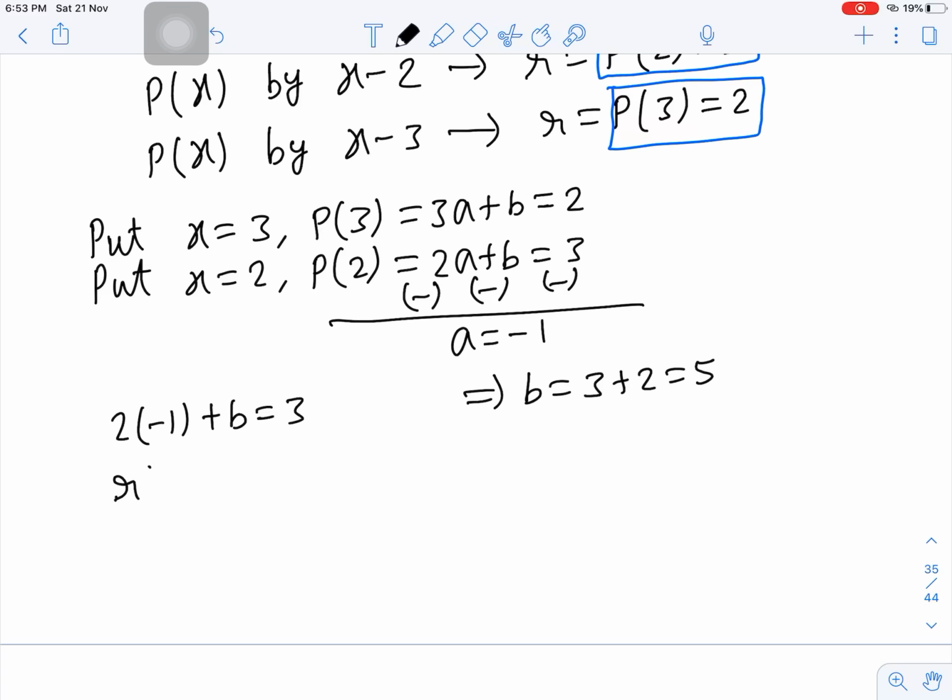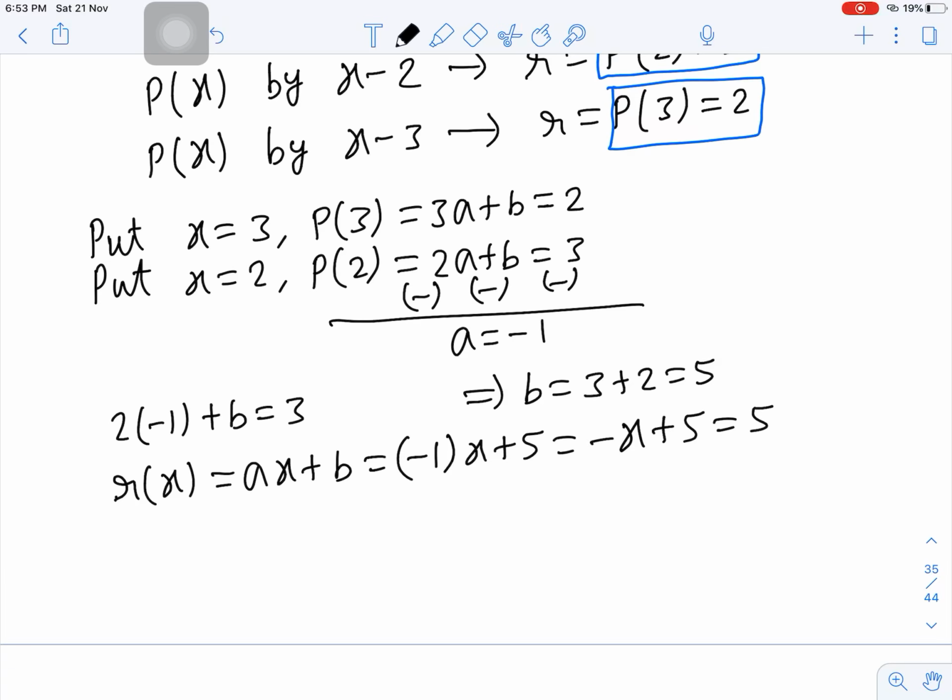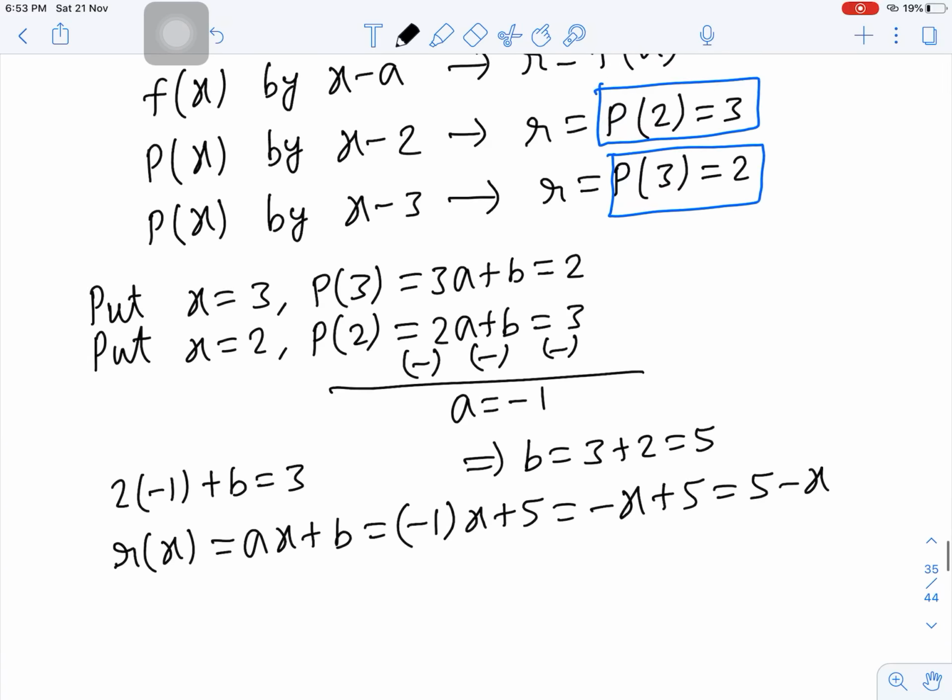Now remainder would be nothing but ax plus b. Now a is nothing but minus 1. So minus 1 into x plus 5. So you can say minus x plus 5, or if you want you can write 5 minus x. It is up to you. So this is the answer.